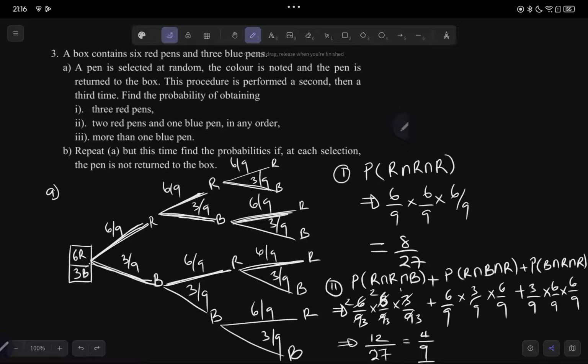1 blue pen. If we add those ones, they give us the complement of the third. So we can add those ones, then subtract from 1: 1 minus the sum of the first 2, then we get the complement, which is more than 1. Let's first do that approach, then we come back and do the other approach of doing it throughout.